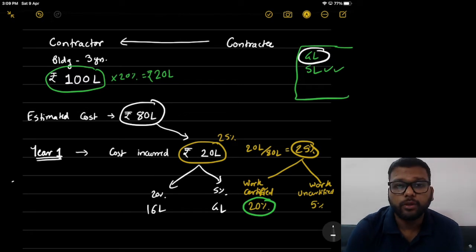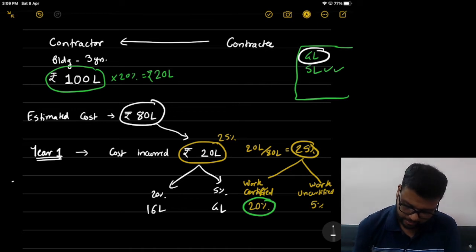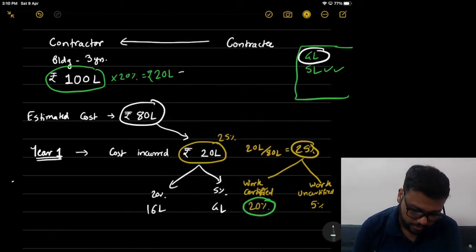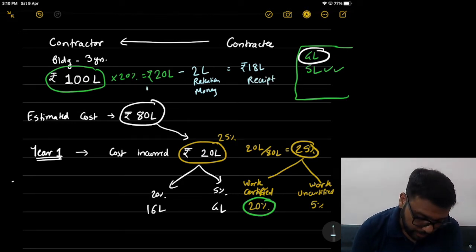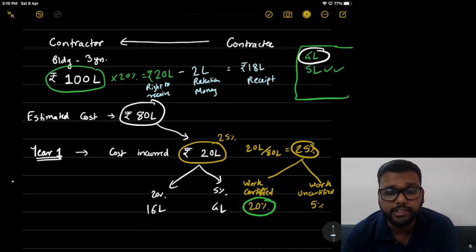Yes. That is called retention money. So let's say out of this 20 lakhs, the contractee does not give us 20 lakhs right now. What the contractee does is, he keeps, let's say, 2 lakhs as retention money, and he gives us only 18 lakhs. We have the right to receive 20 lakhs, but of that 10% is retention money, and 18 lakhs is the receipt.